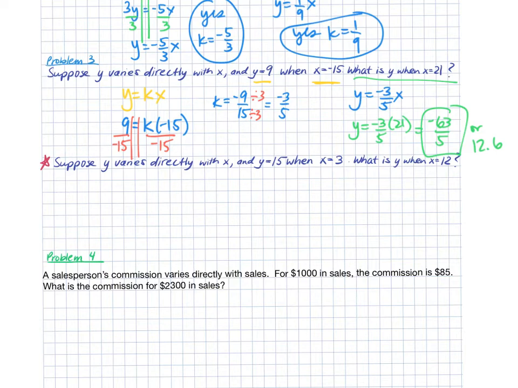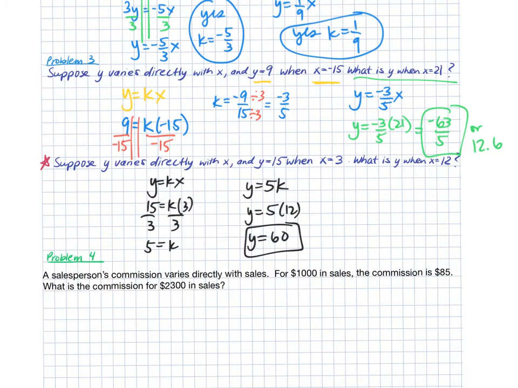Okay, so try this next one. It's saying y varies directly with x, so you're going to know it's this form. Use this to figure out your k, and then once you have your formula, figure out what y is when x is 12. So press pause and then check back for the solution. Okay, and so this one, the answer was 60.